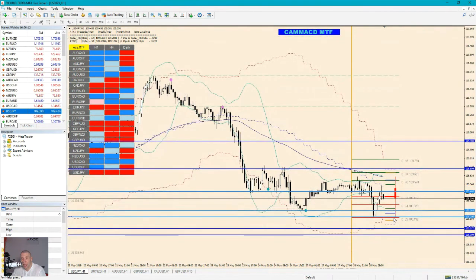But you see, it's like this support, daily L5, and final support is very close. We don't have the room to the next support.